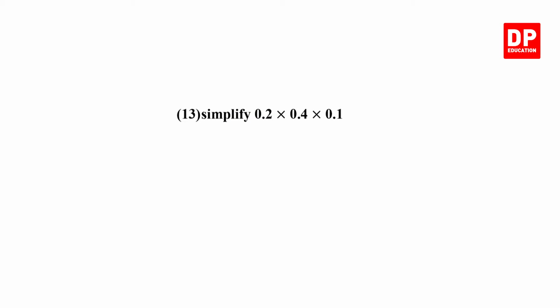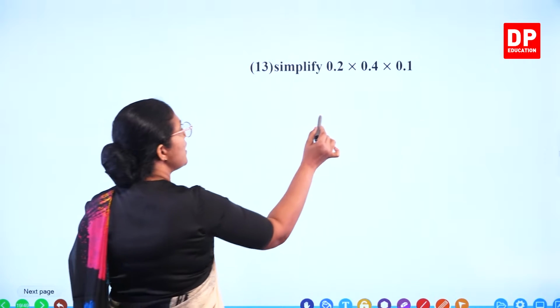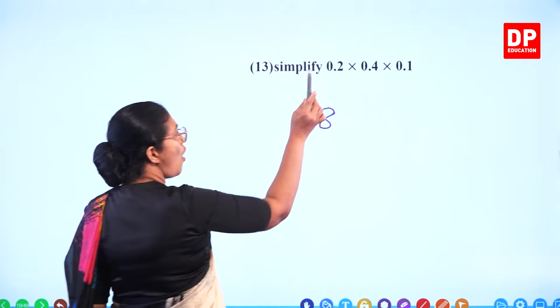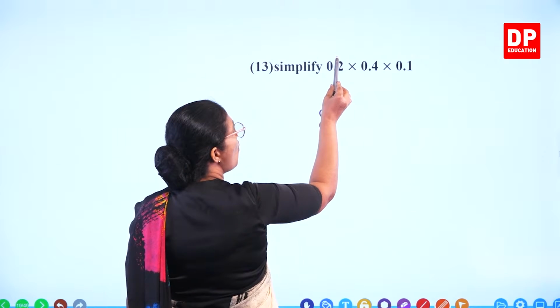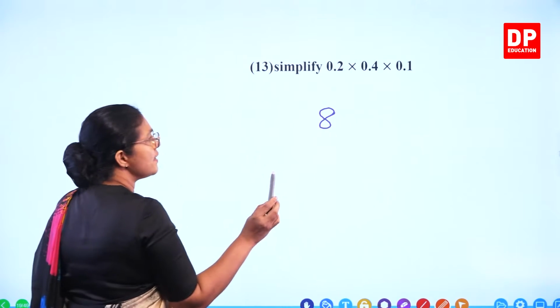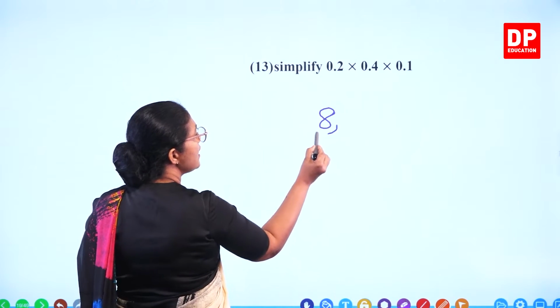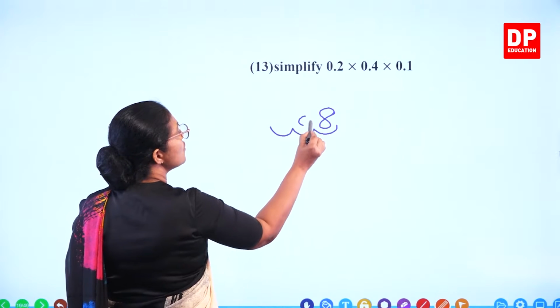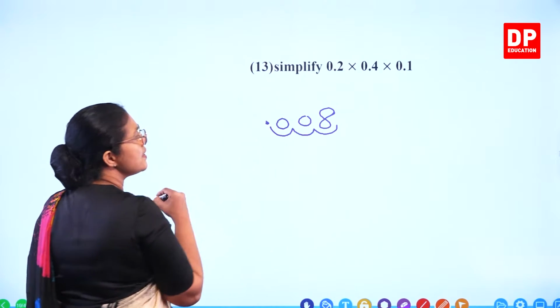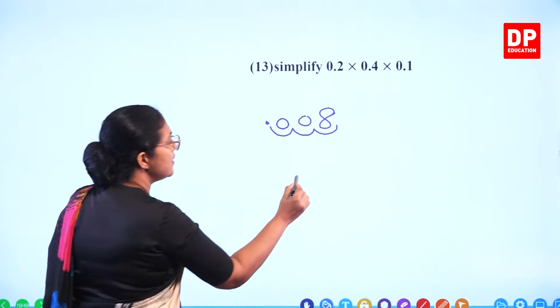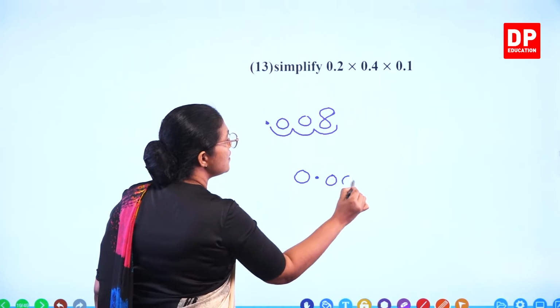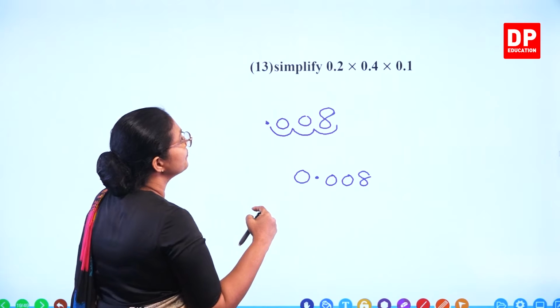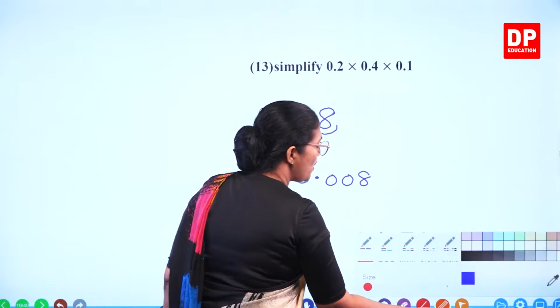Question number 13. Simplify. Decimal multiplication. So ignore the decimal point and just multiply. 2 times 4 times 1. So 2 times 4 times 1 is 8. Then you consider how many decimal places we have to keep. 1, 2, 3 all together. So you can start from here and keep 3 places. So 0, 0. So you have to keep the decimal point here. So what's the answer? 0.008. So 2 marks for that.